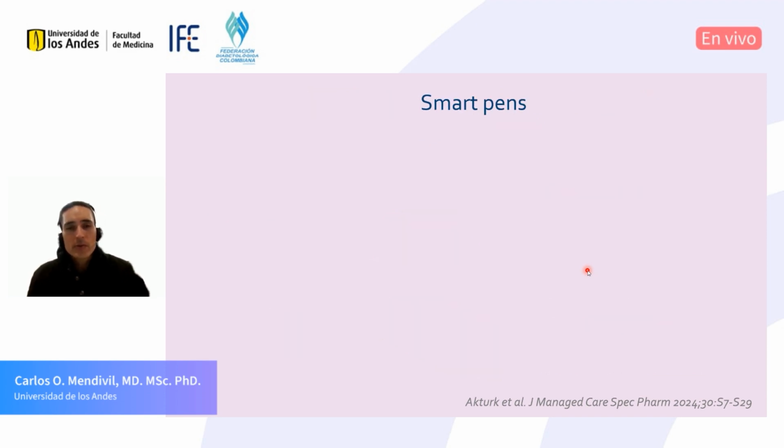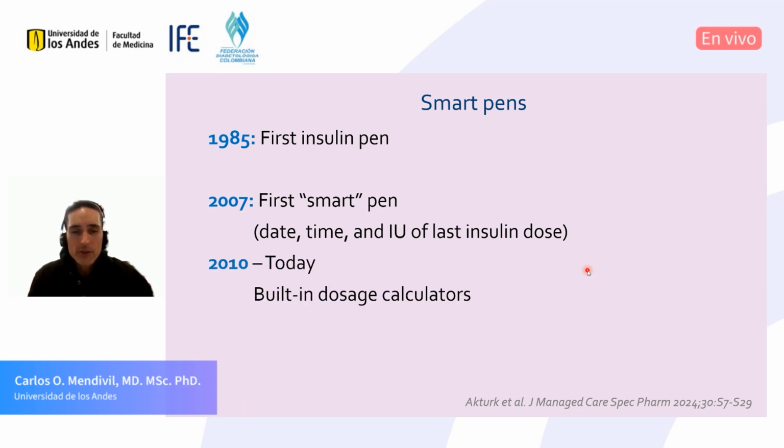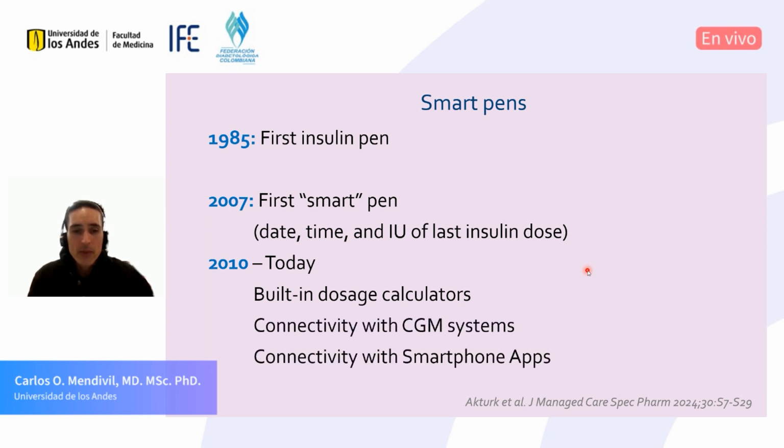Now let us move on to smart pens. These are sort of a lower budget solution that tries to provide some of the functionalities of AID devices. The first insulin pen, just a regular insulin pen, appeared in 1985. By 2007, we had the first, quote, smart pens, which were able to basically store the last dose and remember them for a while: date, time, and the size of the last insulin dose. And from 2010 to today, new features have been appearing, like built-in dosage calculators, connectivity with CGM devices, and connectivity with smartphone apps. So they're moving more and more in the direction of a connected AID device.